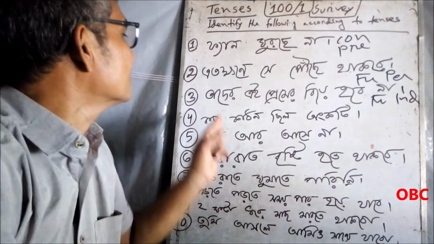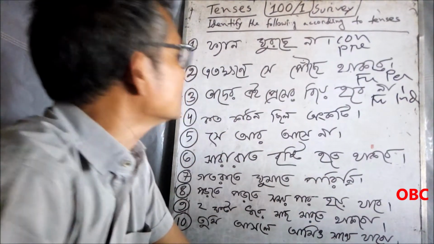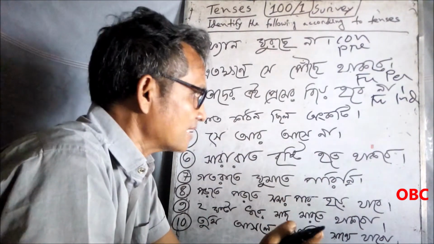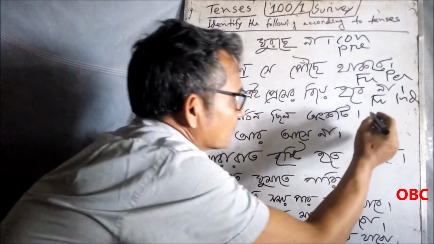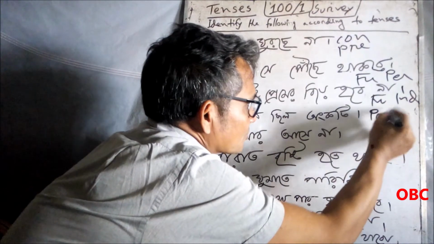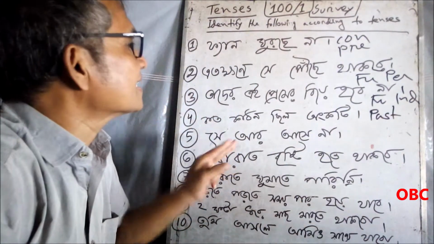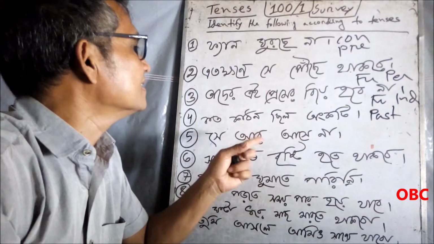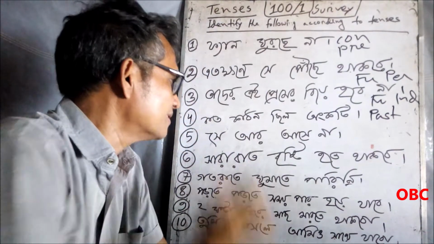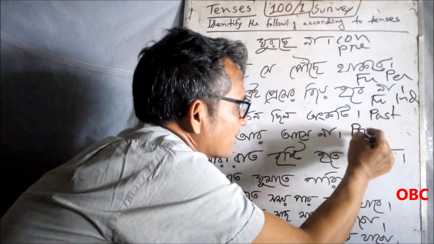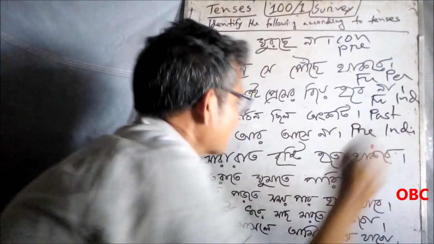Future indefinite, and the next one, this is not a continuous tense. This is in past tense. So past tense. Here, "she are ashena". This is not a continuous tense. This is a present tense, and this is present indefinite.